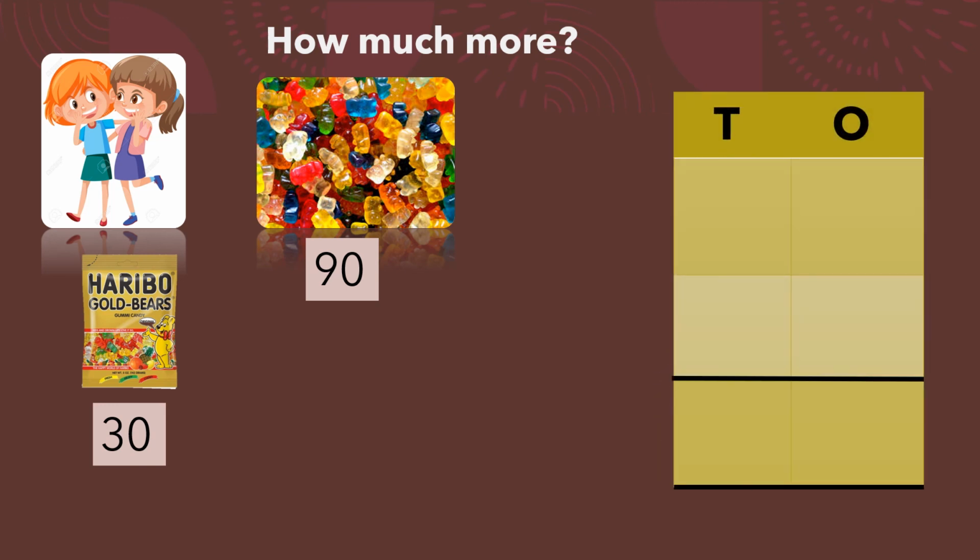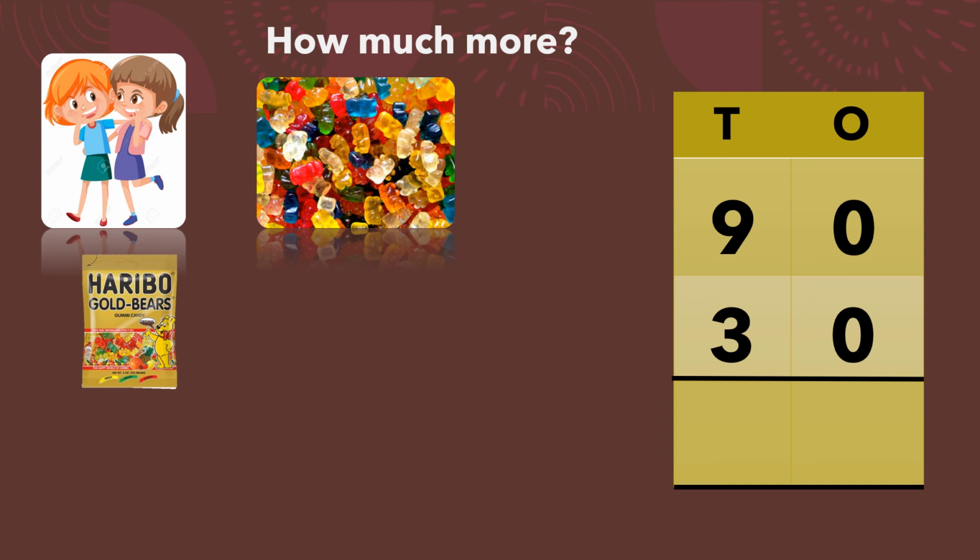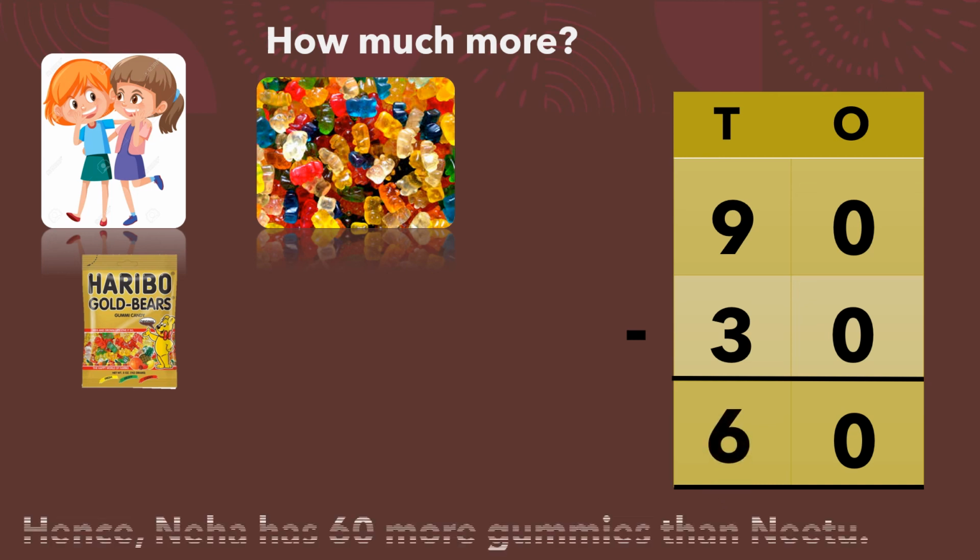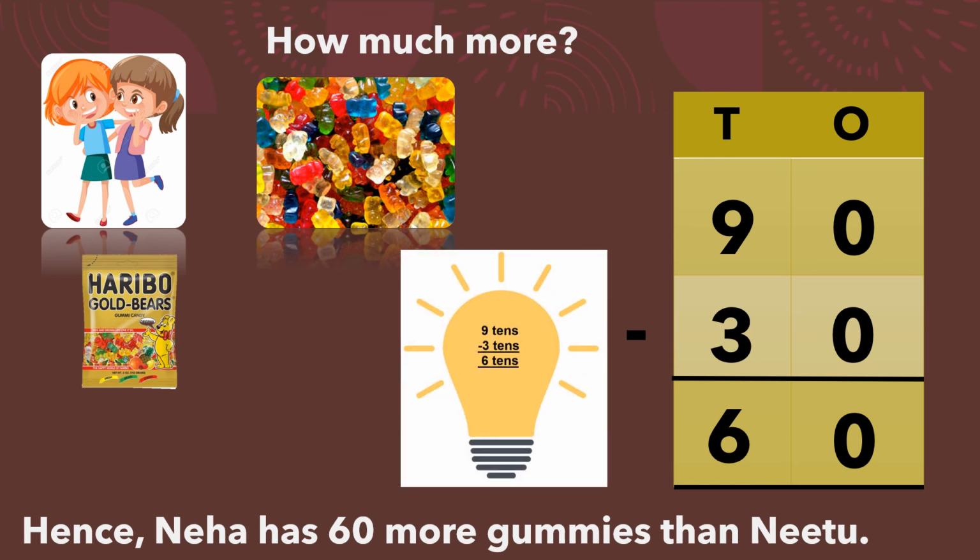In the table, we'll write the bigger number on top. So 90 goes first in the table. Then 30 goes below 90, putting the sign of subtraction, starting subtraction from the ones column. 0 minus 0 is 0, and in the tens column 9 minus 3 is 6. Hence, Neha has 60 more gummies than Neetu. Also, we could do this mentally because 9 tens minus 3 tens is 6 tens.